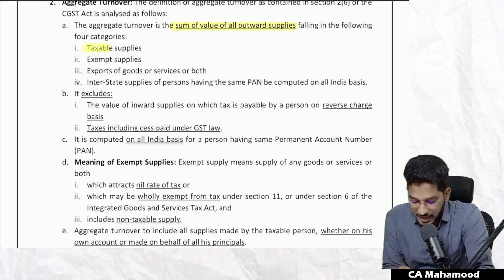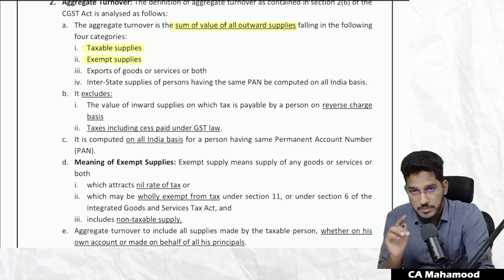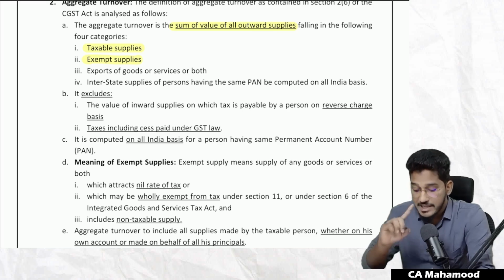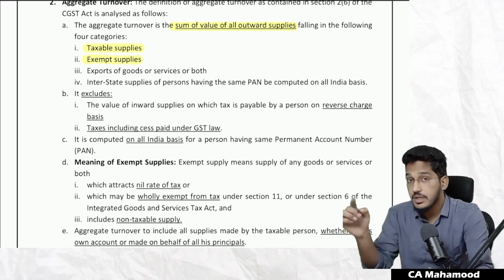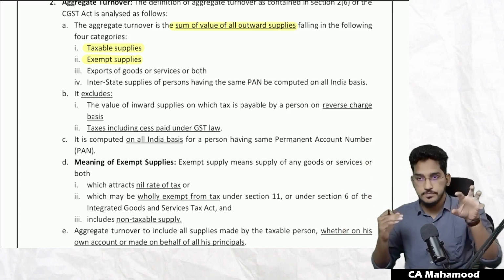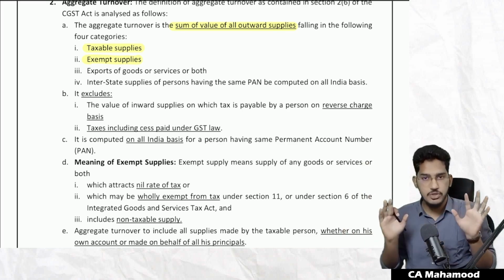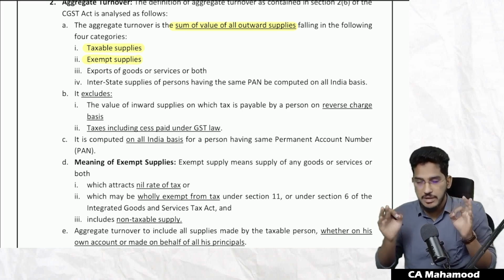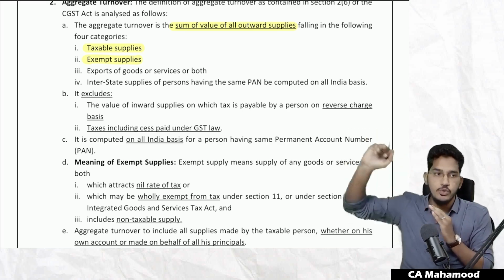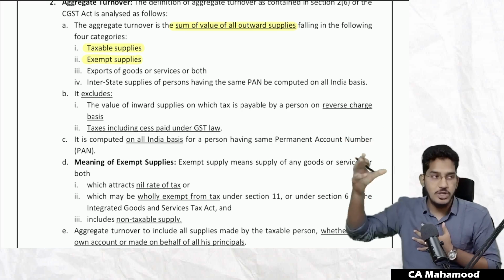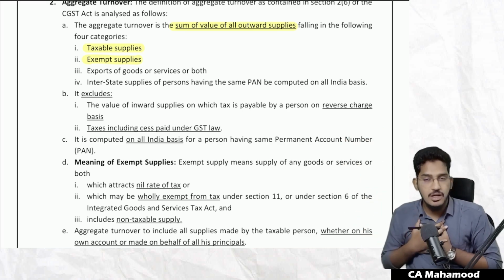It includes taxable supplies also. It includes exempt supplies also. I told you what you mean by exempt supplies. It includes export of goods or services or both. Even if you are doing export, for example, I'm a manufacturer of mobile phones. I'm manufacturing my mobiles and I'm exporting them to the US. Even that export turnover will be taken into aggregate turnover.